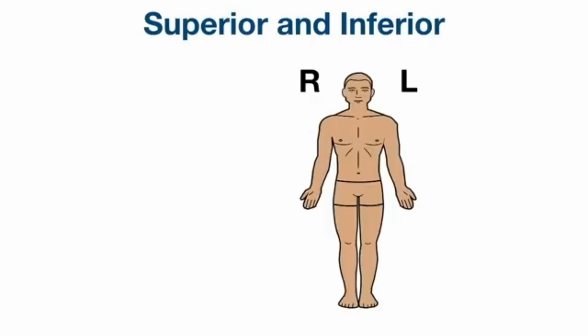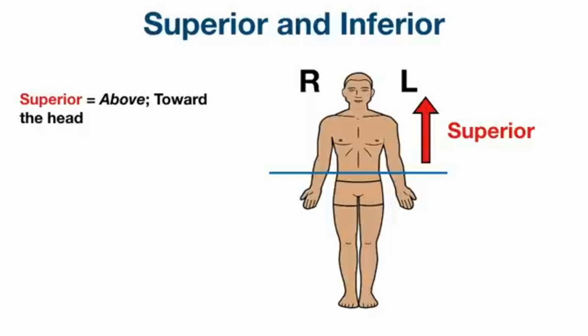The next pair of directional terms is superior and inferior. This time we're going to divide the body into upper and lower portions using a transverse plane. Remember in the previous video on body planes that the transverse plane runs horizontally and it divides the body into upper and lower sections. That transverse line is going to be our reference point when describing superior and inferior. If we move toward the head, then we're moving superior. So superior is defined as above or toward the head.